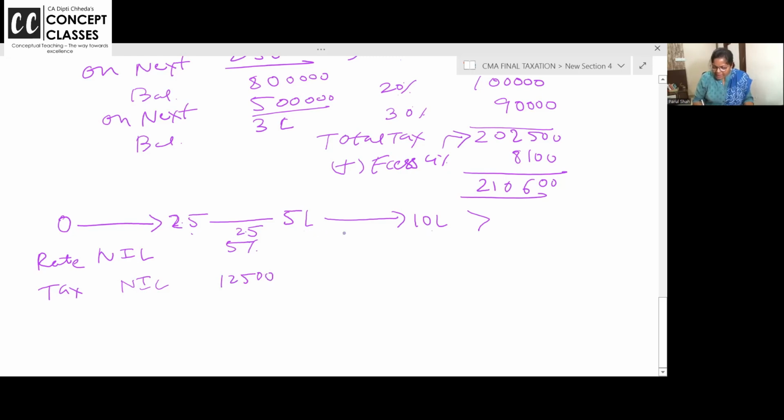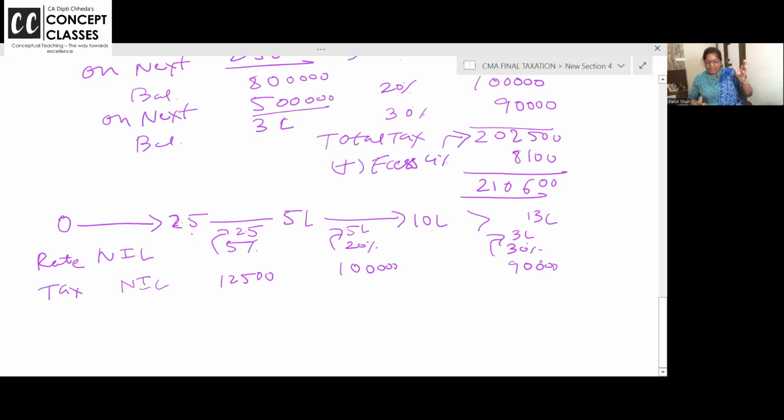5 lakh to 10 lakh. I'll give you time to write. Please pay attention here. I want you to write. On the next 5 lakh, it is 20%. That is 1 lakh. And 10 lakh to 13 lakh, how much is it? 3 lakh. On 3 lakh how much is it? 30%. That is 90,000. Are you all getting how is the flow?